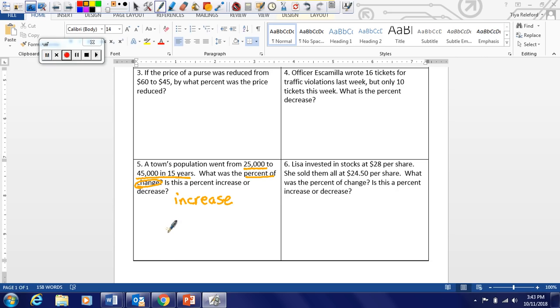Now we can set up our proportion. So first of all, how much did we change? $20,000, that's what goes on top. On bottom is our original. Did we start at 25,000 or did we start at 45,000? We started at 25,000. Now you can solve.